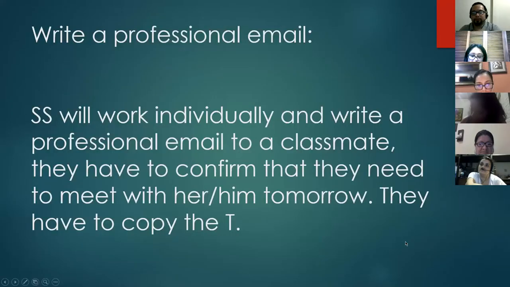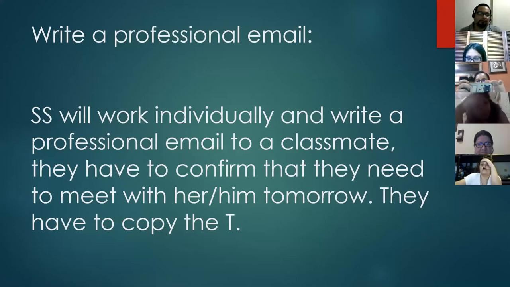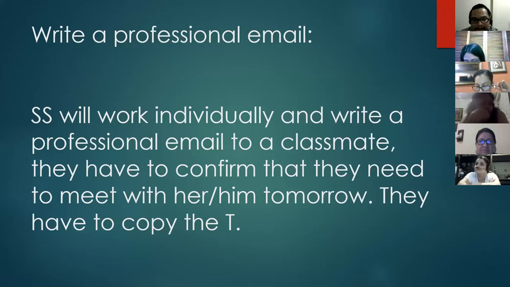Okay, so you need to write, and we are going to work individually, a professional email to a classmate, alguno de sus compañeros de clase o a alguien del trabajo. O sea, it's up to you. And they have to confirm that they need to meet him or meet her tomorrow. Un breve correo nada más. Y me tienen que copiar a mí. Ok. Utilizando los tips que hemos visto el día de ahora.